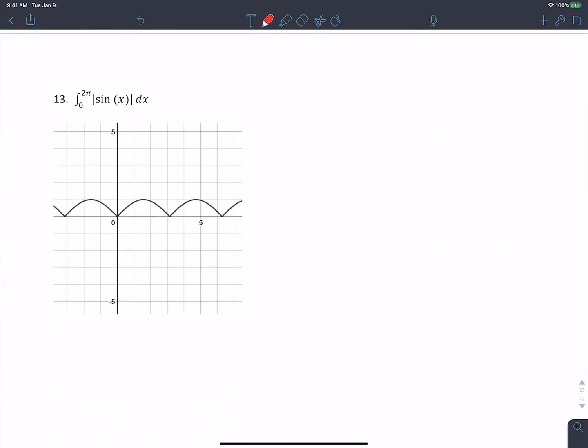Absolute value. Oh, this is a nice tricky one. You see, the prior question, if we notice here, our interval here is 0 and 2 pi. So we've got 0 less than or equal to x less than or equal to 2 pi. Here's where 0 is. Here's where 2 pi is.